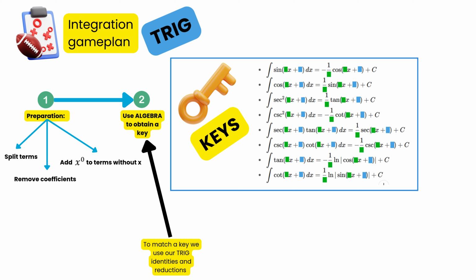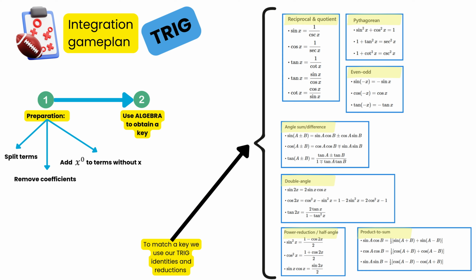I've also made a summary in the ebook course of the necessary trig identities and reductions that will help you obtain a key. The list is as follows, and if you look at it, you'll see it's the same set of identities you covered at school or in pre-calc. Let's do an example together to see it in action. They ask us to integrate the following.